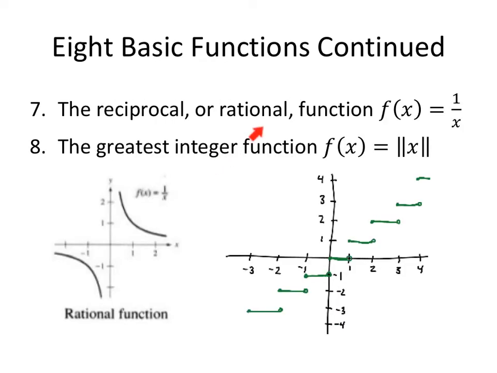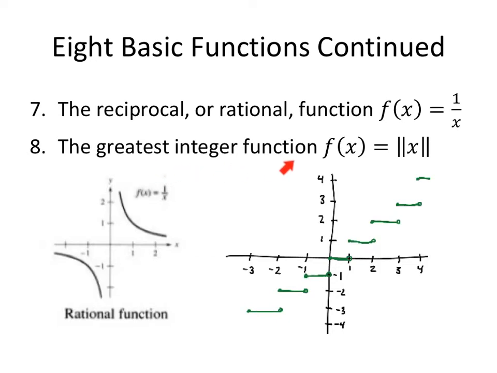The reciprocal or rational function, f of x equals 1 over x, looks like this. Notice that at x equals 0, we do not have a domain value. X can't be 0, can't divide by 0. So we have what's called an asymptote here, and we'll talk more about that in a little bit.